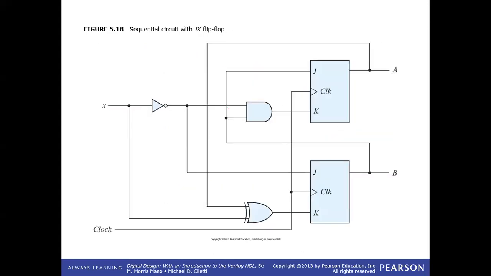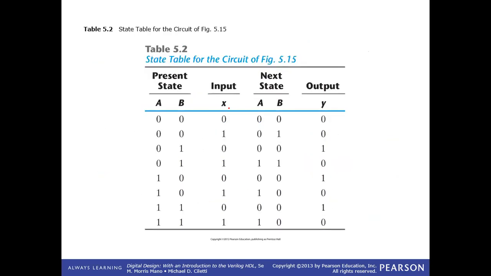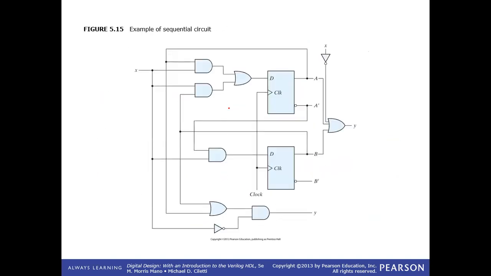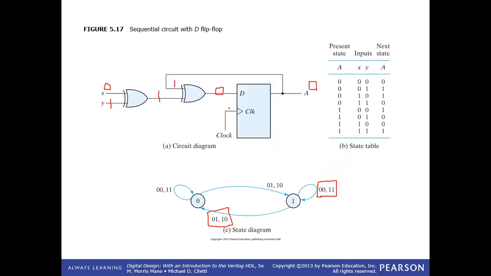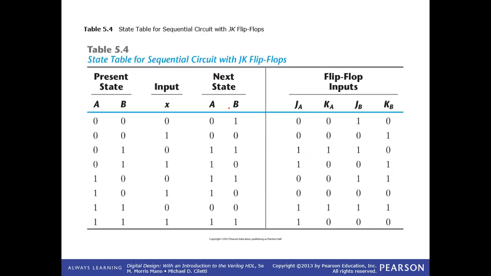Okay. So we have a sequential circuit with JK flip-flop over here. We had a sequential circuit with D flip-flop. Then we had a sequential circuit with JK flip-flop now. So this is the state table for this sequential circuit where we have the present states as well as the next states.